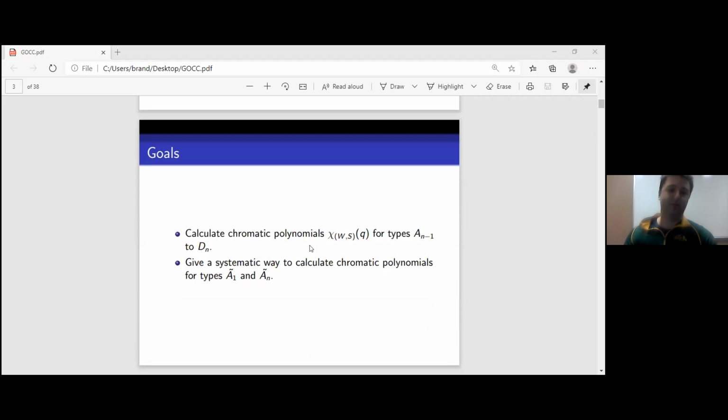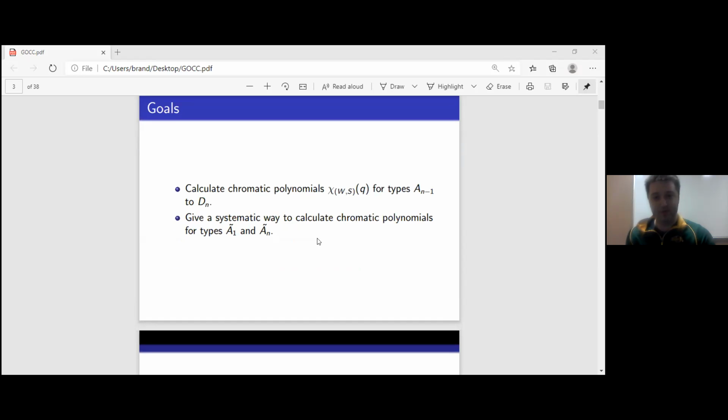So the goal of this talk is to calculate chromatic polynomials. We'll label that chi of (W, S), where W is the group and S the set of generators, for types A_{n-1} to D_n. This has already been done by Stanley, but we'll review it because it gives us inspiration for what we do. And then the second point is new. We'll give a systematic way to calculate chromatic polynomials for the affine group on 2 generators and the affine symmetric group.